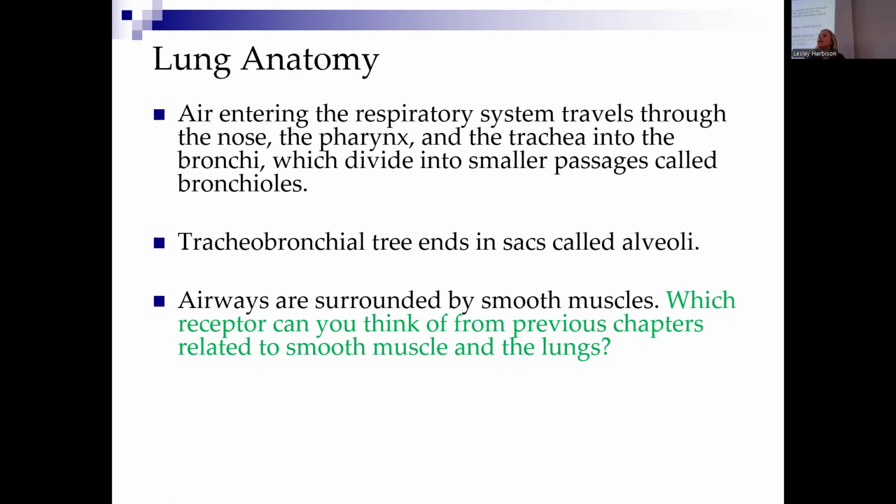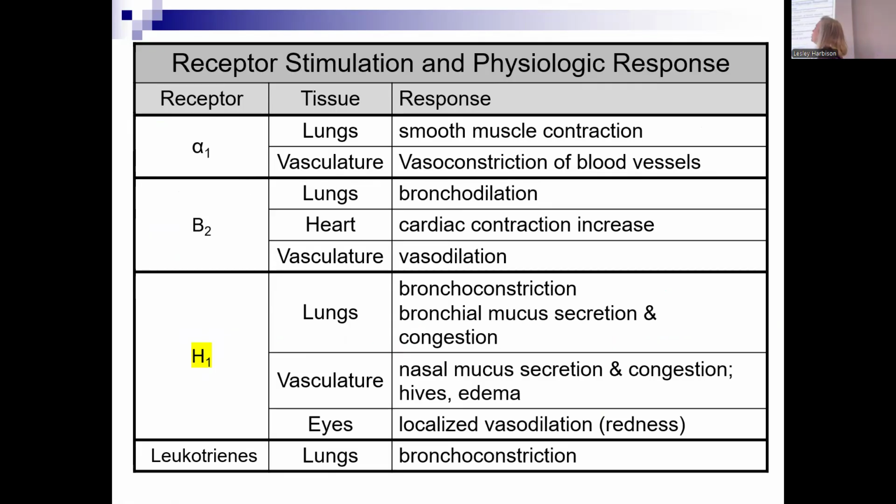Anybody? Beta 2, you guys are thinking of beta 2. But what else was smooth muscle? Alpha 1, right? So alpha 1 is the one that I lump in with smooth muscle, and then beta 2 is lungs. Beta 1 heart, beta 2 lungs. But this is a handy dandy chart. I like it because it zeroes in on what we have learned, focusing more on the lung aspect. So we have alpha 1.